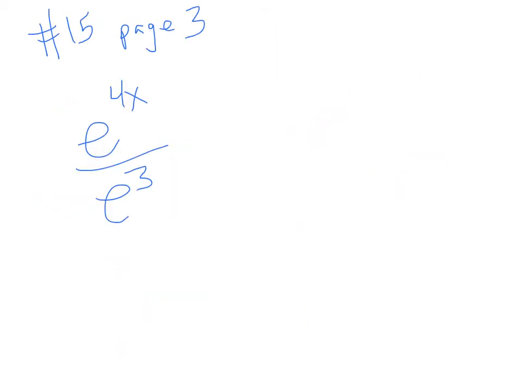Right? e to the 4x over e to the third. Because our numbers are the same base, we can say e to the 4x minus 3, and you're done. There, that's all you can do.